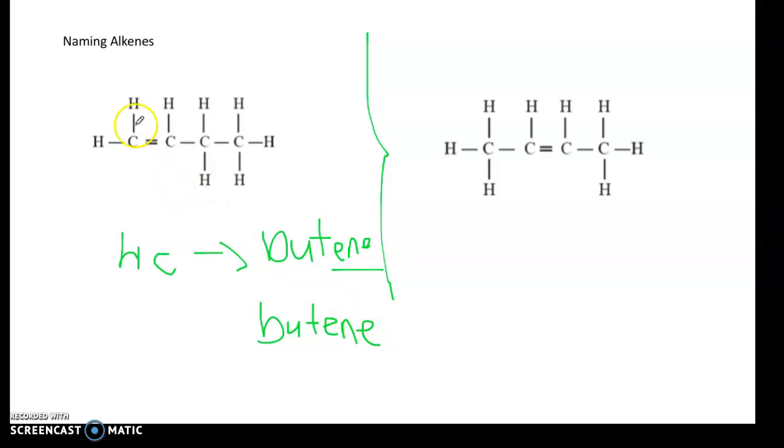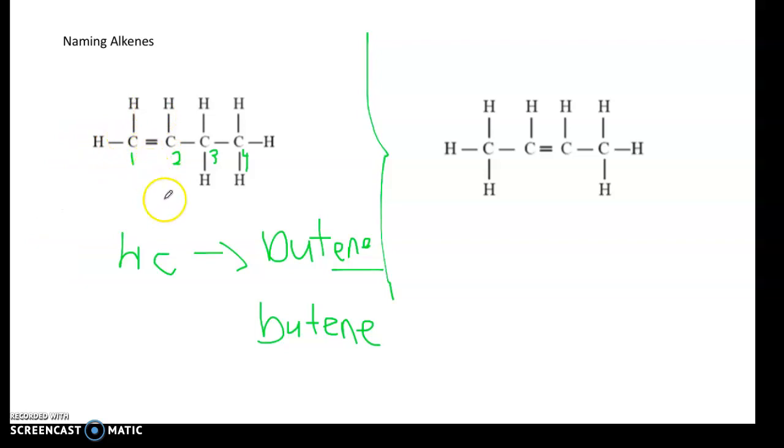So, if you look over here, I'm going to start counting from the side that is closest to the double bond. I'm not going to start counting from this end. I'm going to start counting from the side that's closest to the double bond, right? So I'm going to start counting on this end, and this is carbon 1, this is carbon 2, this is carbon 3, and this is carbon 4. This is going to come in real handy in a few moments, right?